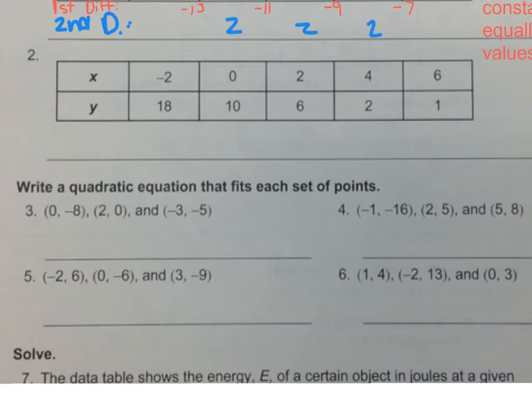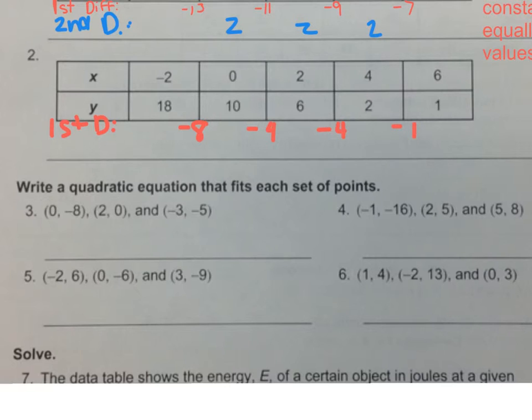So let's find our first differences, and once again I'm going to write first D. Okay, so we're going to go 10 take away 18, we get a negative 8. 6 take away 10, we get a negative 4. 2 take away 6, negative 4, and 1 take away 2 is negative 1.